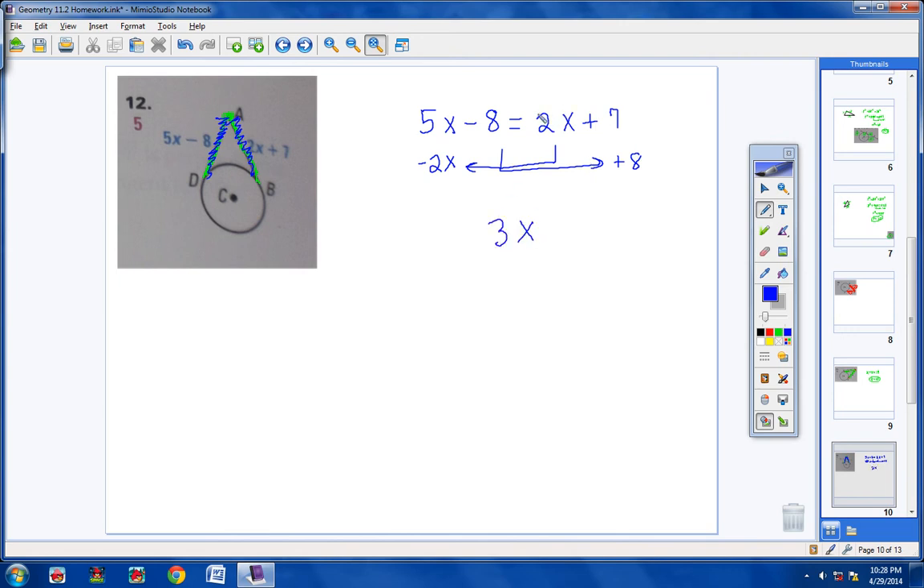Of course, this is gone. And this is gone. So I'm left with 3x equals 15. And now divide both sides by 3, and x equals 5. Okay? So pretty simple. There we go. Moving on.